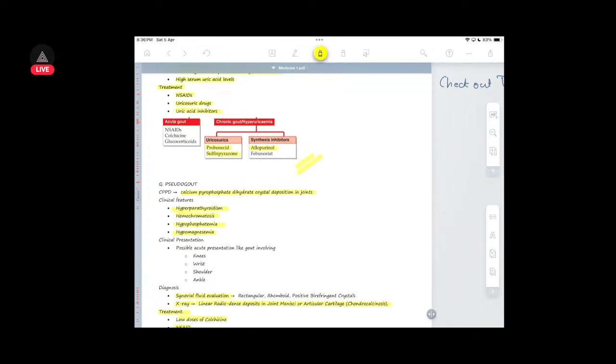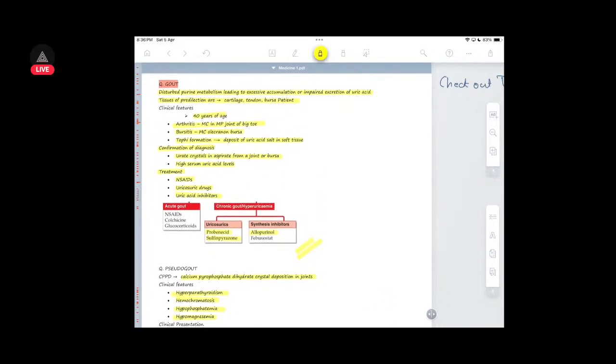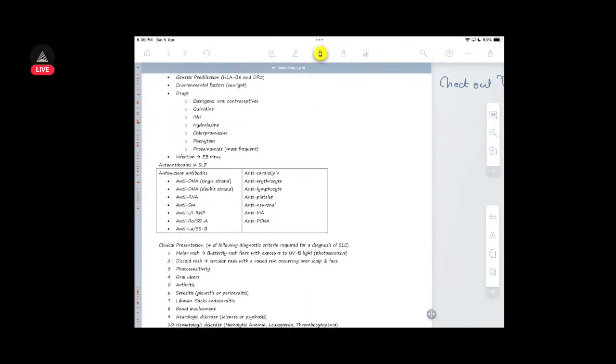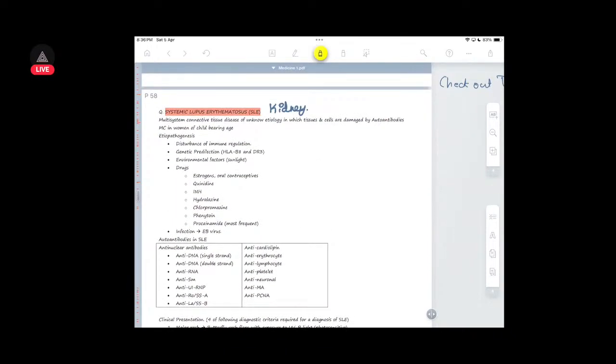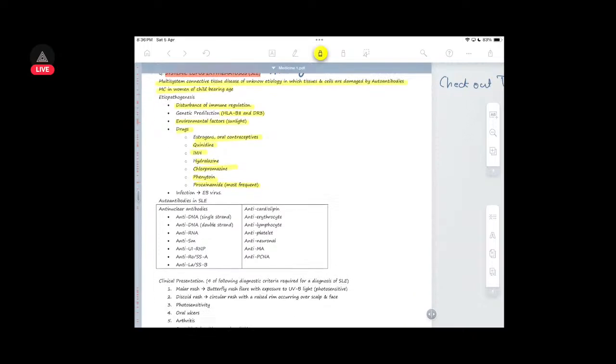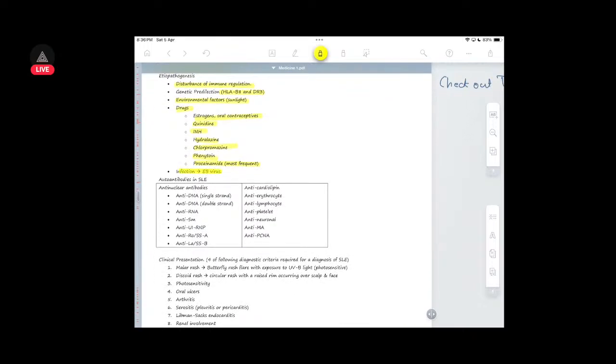So again going back to this. Systemic lupus erythematosus. It is a multi-system connective tissue disorder. Etiology is unknown, damage is by autoimmunity, and it is most common in women of childbearing age. Etiopathogenesis, there is disturbance of immune regulation. It is HLA-B8 and DR3 predisposed, and there are environmental factors: sunlight, and drugs like estrogen, oral contraceptives, quinine, isoniazid, hydralazine, chlorpromazine, phenytoin, and procainamide, which is most frequently reported. Infections also, it can be due to Epstein-Barr virus.